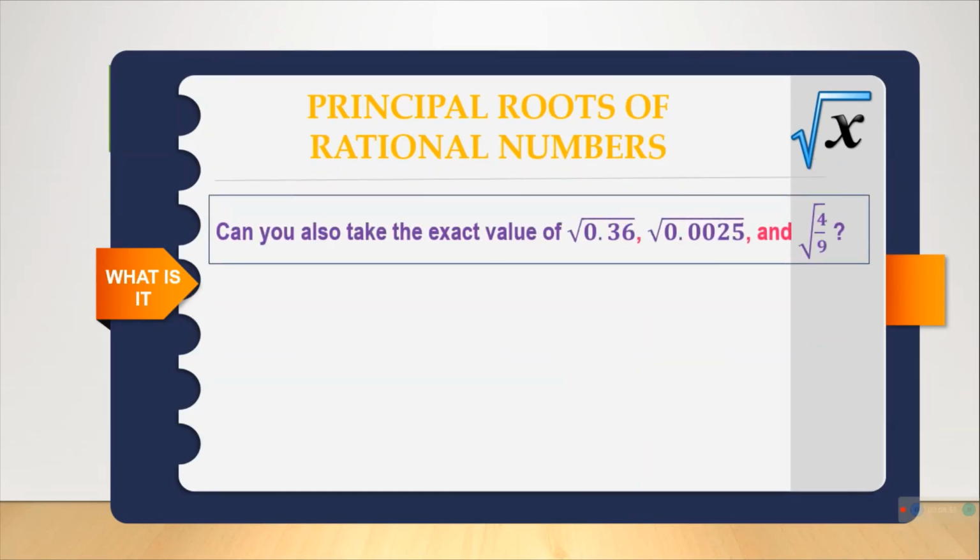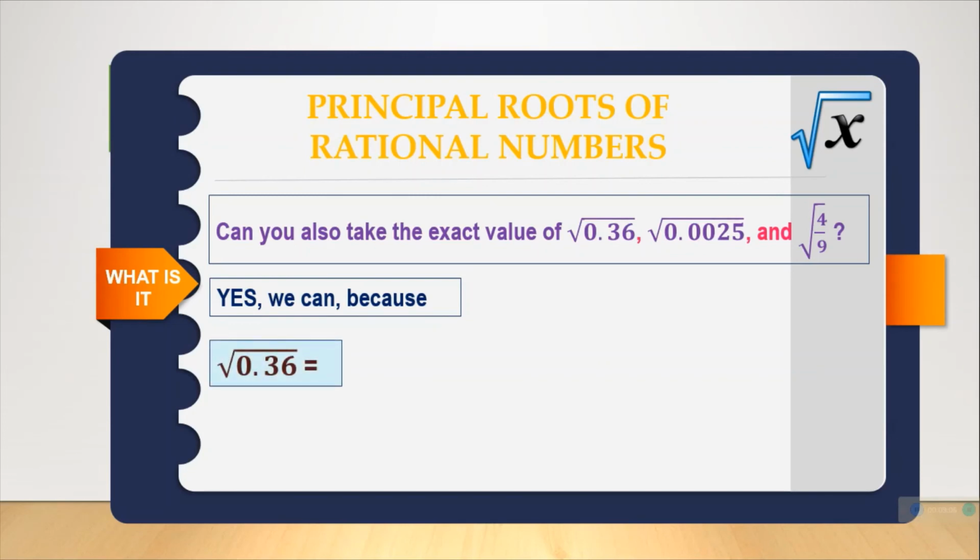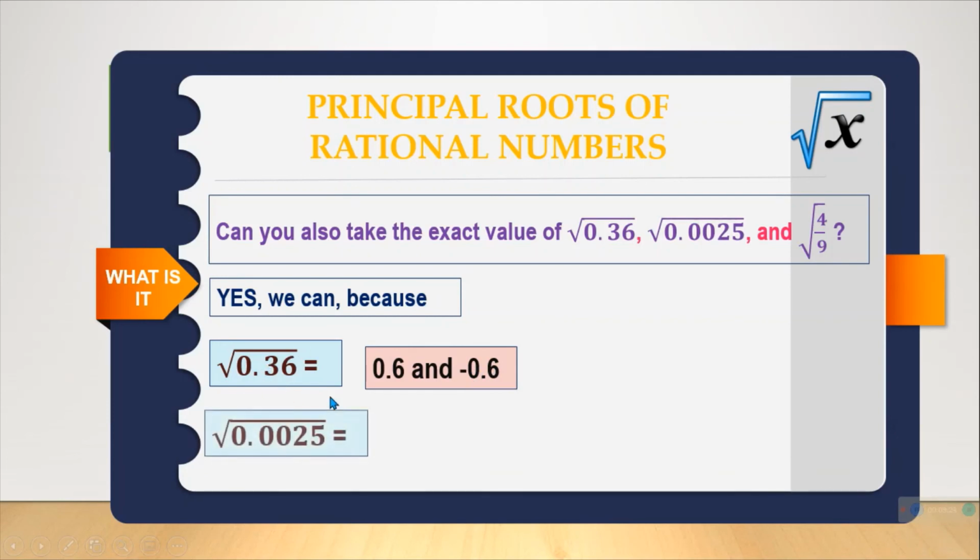Can you also take the exact value of the square root of 0.36, the square root of 0.0025, and the square root of 4 over 9? Yes, we can. Because the square root of 0.36 is 0.6 and negative 0.6. So, kapag itong 0.6 ay multiply mo by itself, ganun din yung negative 0.6. Pag multiply nyo by itself, makukuha nyo yung 0.36.